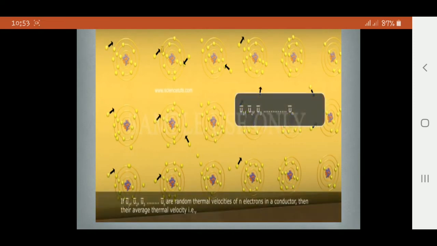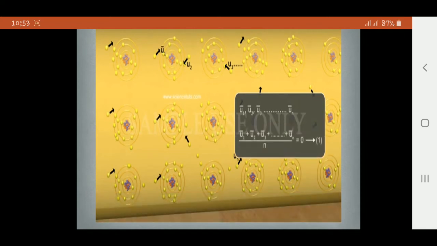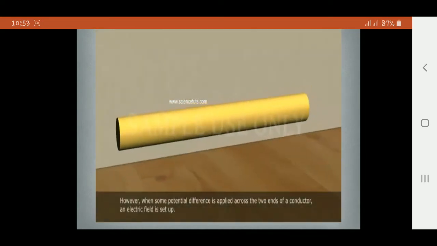So if we consider here u1 bar, u2 bar, and so on up to un bar, these are the thermal velocities of n number of electrons in a conductor, then their average thermal velocity would be equal to 0. Why? Because these velocities are equal in magnitude but opposite in direction. So overall they are cancelling the effect of each other. So the net effect is equal to 0. So due to this it remains neutral.